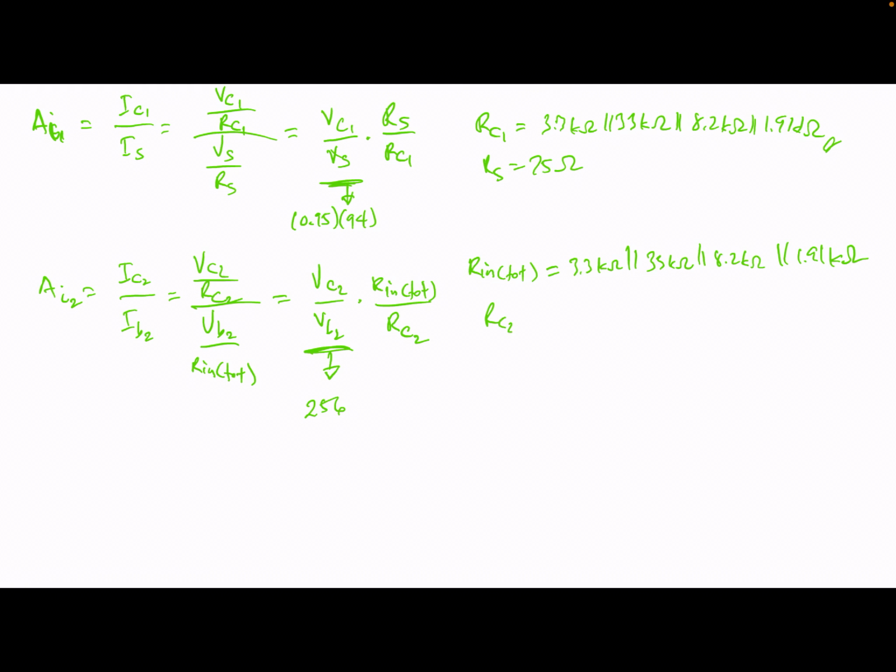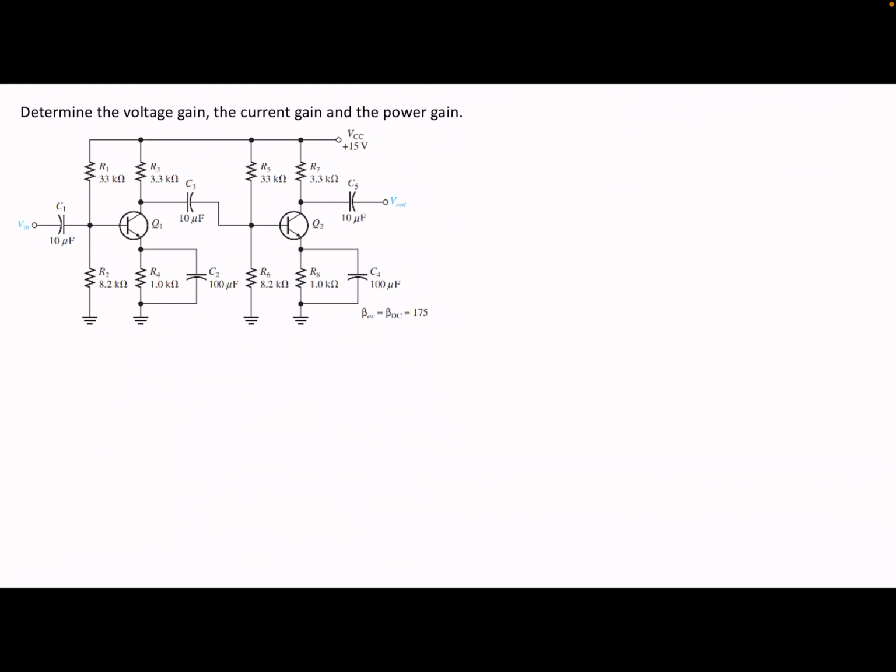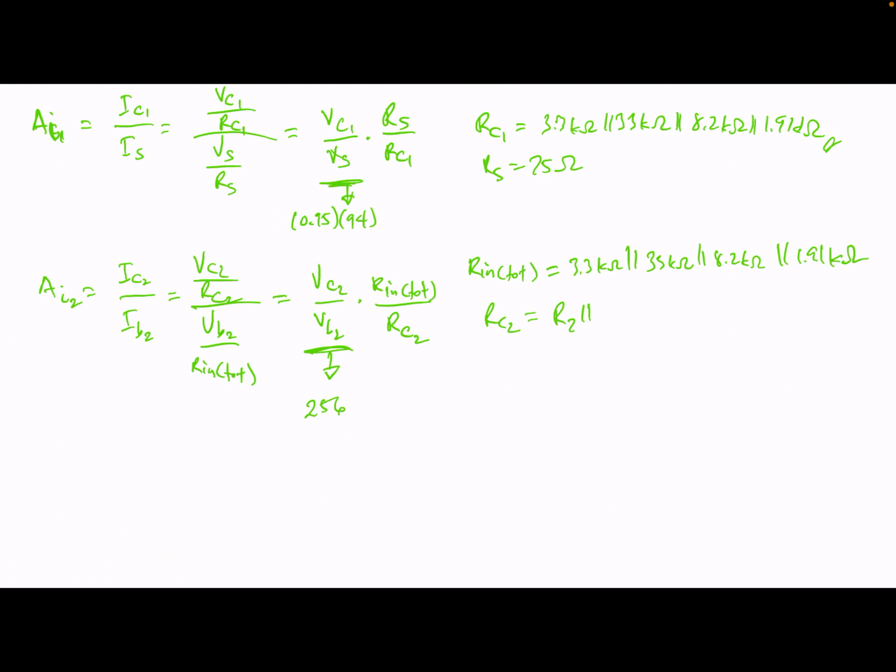And RC2 is just the collector resistance seen at the second stage of the amplifier. So let me just verify quickly. R7, which is 3.3 kilo ohms, parallel to the load resistance. So that's 3.3 kilo ohms parallel to 18 kilo ohms.